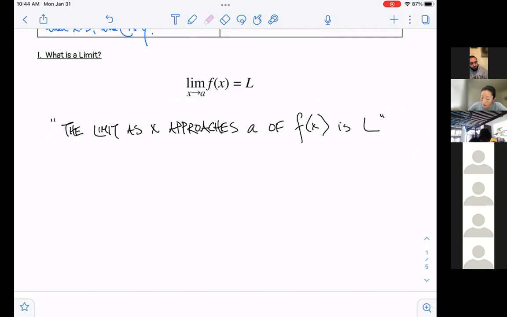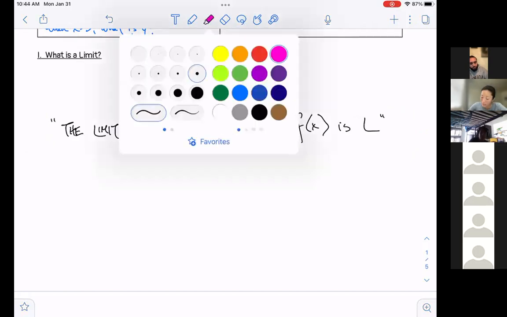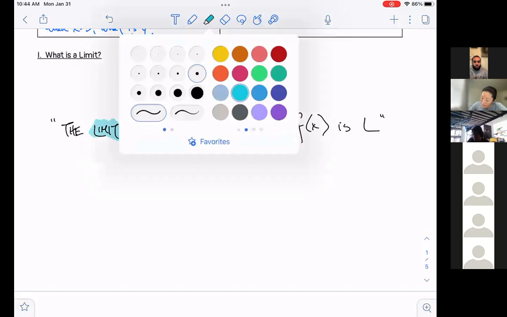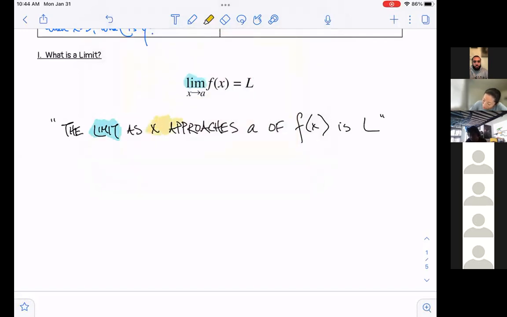Now, I'm a really big fan of color coding. It helps me understand things a little bit better. But the limit part in the sentence, I got that from the LIM part there, okay? So the limit, now where did I get the x approaches a from? X approaches a is how we would read that x arrow a, okay? So far, what's happening is we're getting close to some x value, okay?